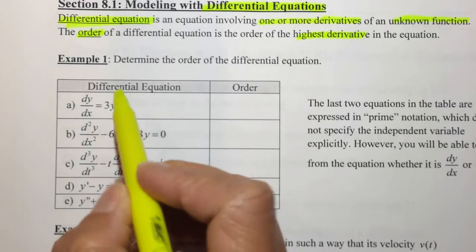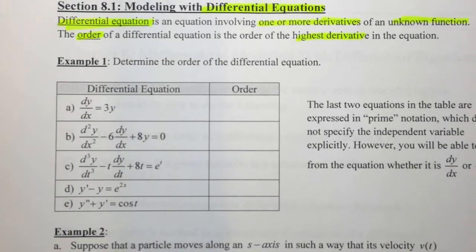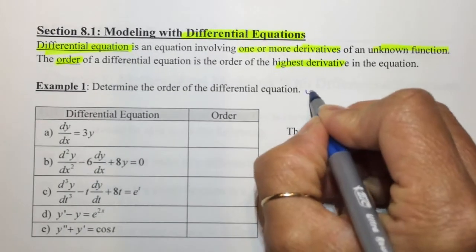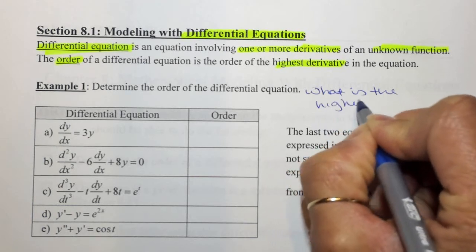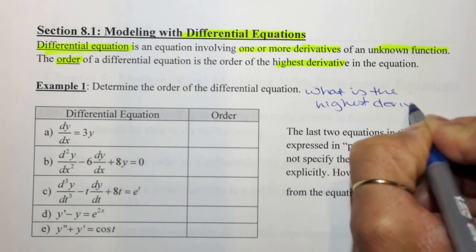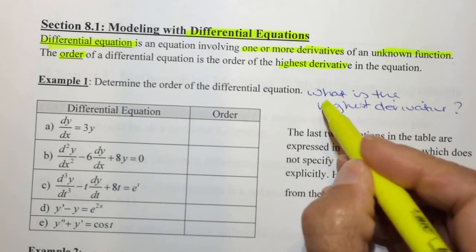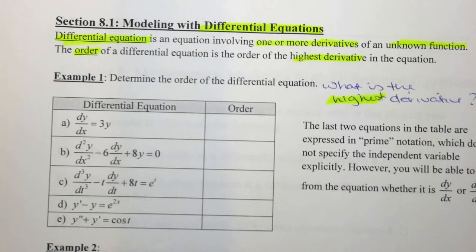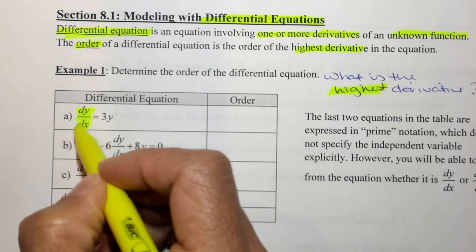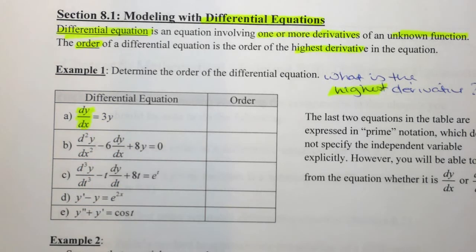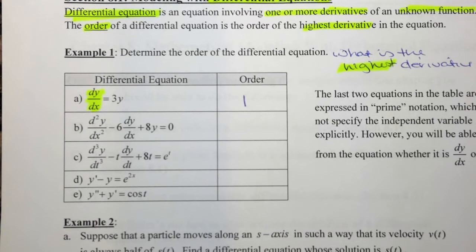So first of all, we have this first differential equation, and what we're looking for is the highest derivative. So we want the highest. When we look here we have dy dx, and the degree of dy and dx is 1, so the order here is 1. All we're trying to do is determine what the order is.